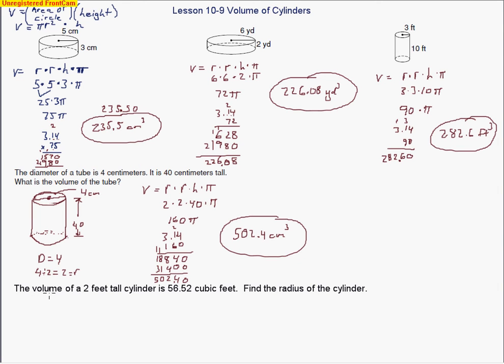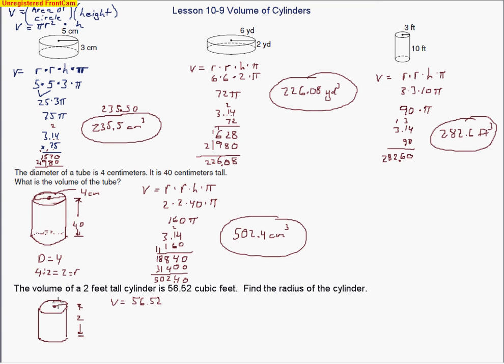is. It says the volume of a 2-foot tall cylinder is 56 and 52 hundredths cubic feet. So let's go ahead and draw what we've got. We've got this cylinder. We know the cylinder is 2 feet tall. So there's the height. But this time they're giving us what the volume is. They say the volume equals 56.52. What we don't know is the radius, and that's what they're asking for here.